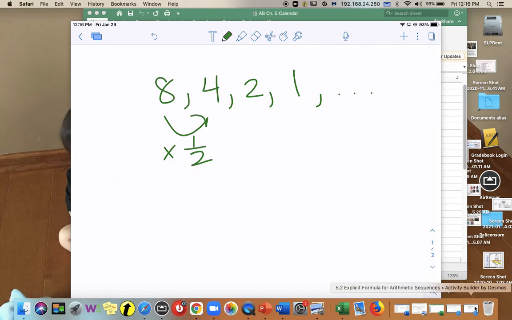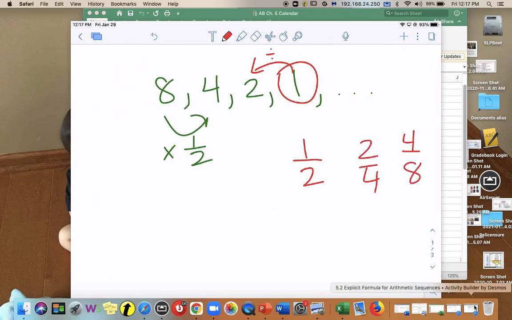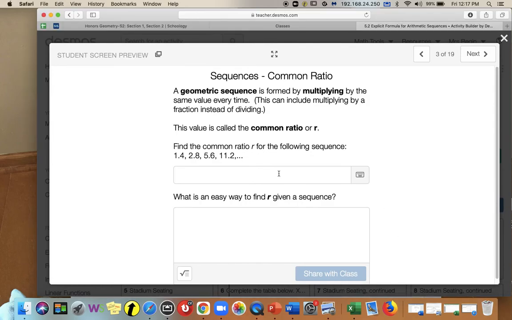And again, to find the common ratio, how can we easily find it? It's kind of like what we did before. You can take any number and divide by the one before it. So 1 divided by 2 is 1/2, 2 divided by 4 is 1/2, 4 divided by 8 is 1/2. So to find the common ratio, you just take any number and divide by the number before it, and it will give you the common ratio.